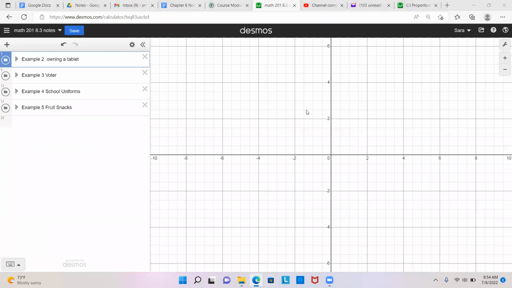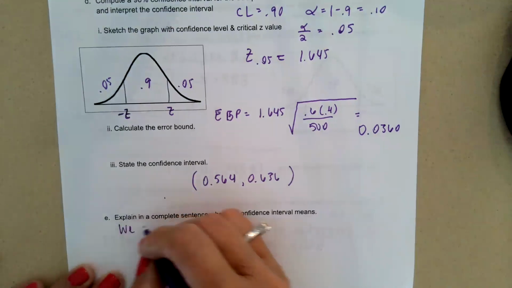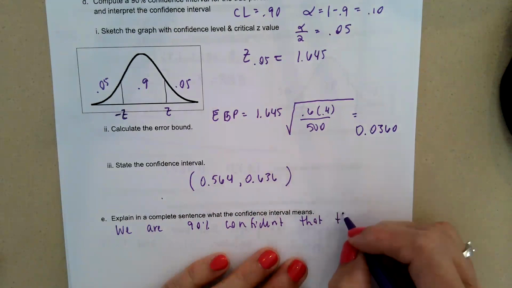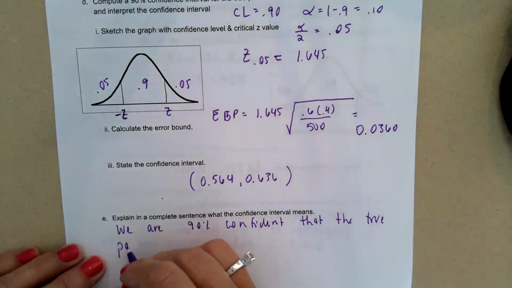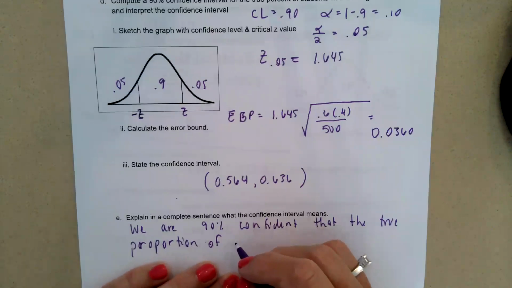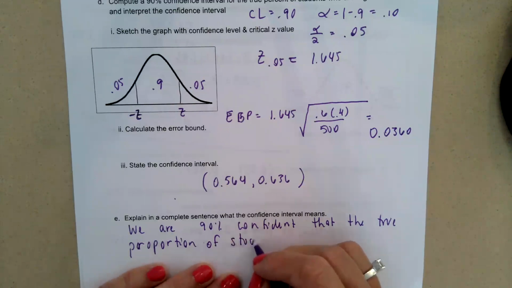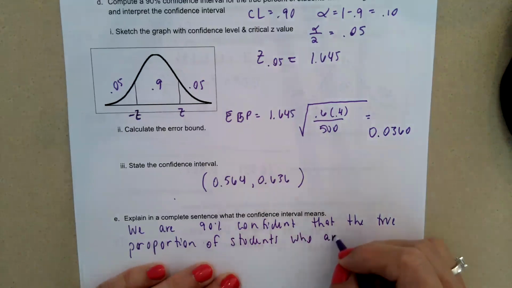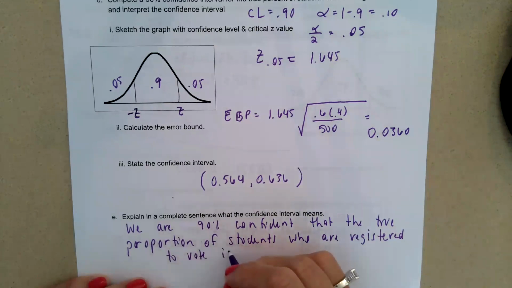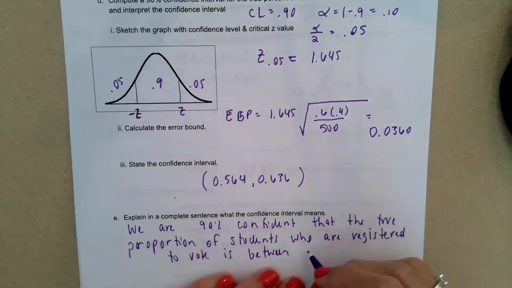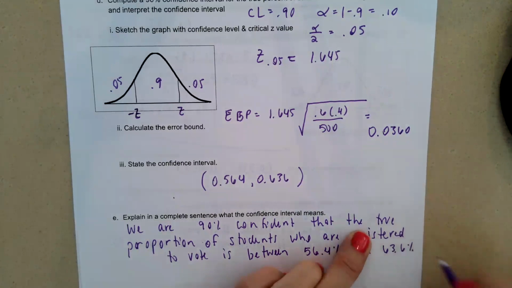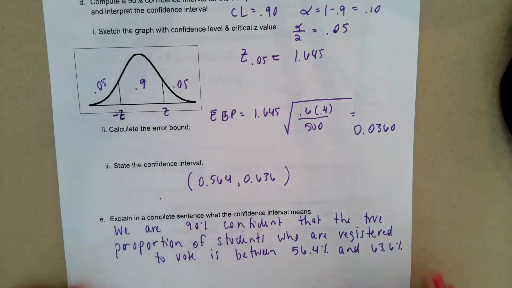Okay, so let's interpret this. We are 90% confident that the true proportion of students who are registered to vote is between 56.4% and 63.6%.